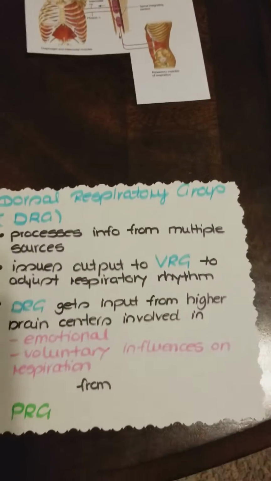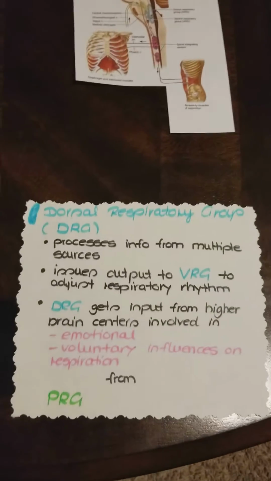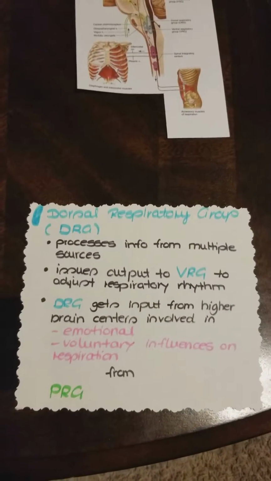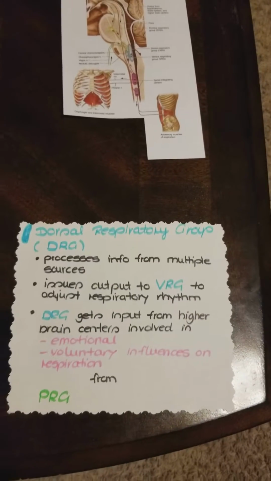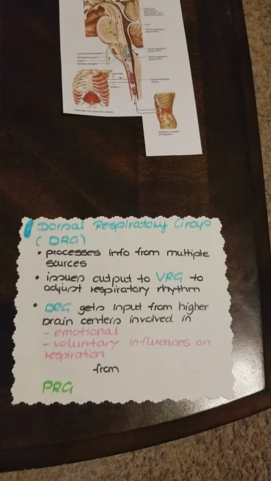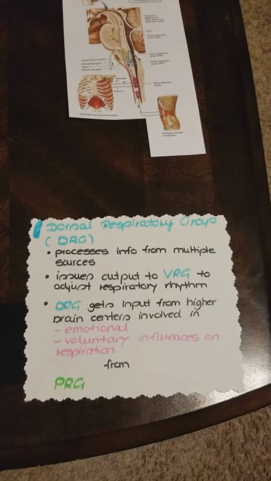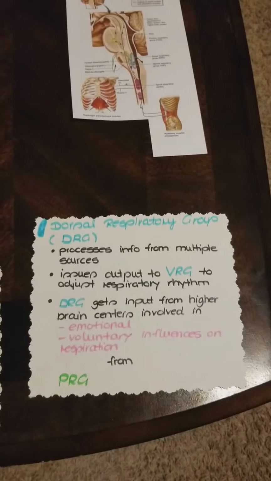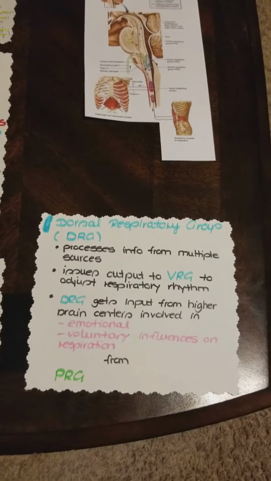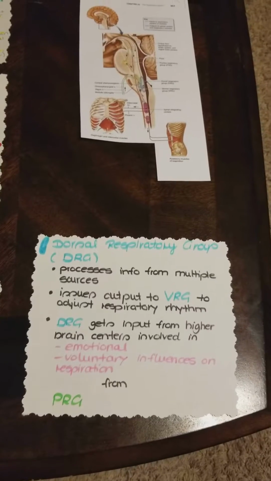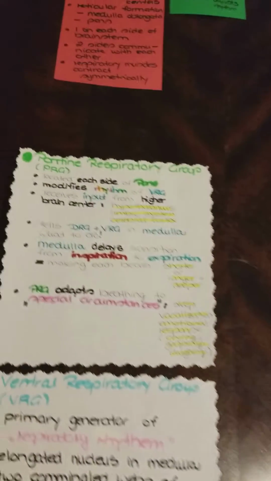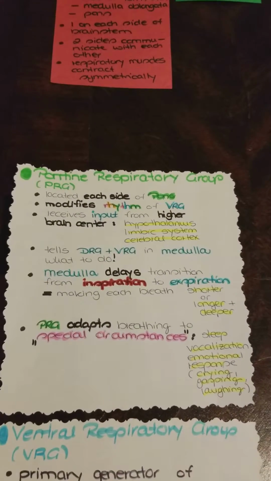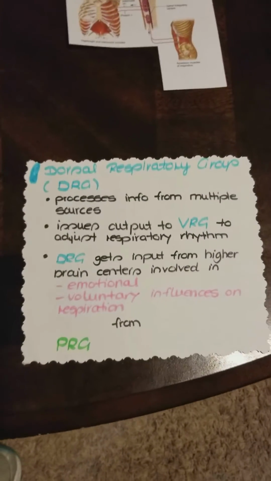Okay, the dorsal respiratory group, the DRG, processes information from multiple sources. It issues output to the VRG, the ventral, adjusting the respiratory rhythm if needed. So the dorsal respiratory group gets input from the higher brain centers involved in emotional, involuntary influences on respiration from the pontine respiratory group. So if you're crying, gasping, laughing, the pontine tells the DRG how to do that, so now you know who to blame.